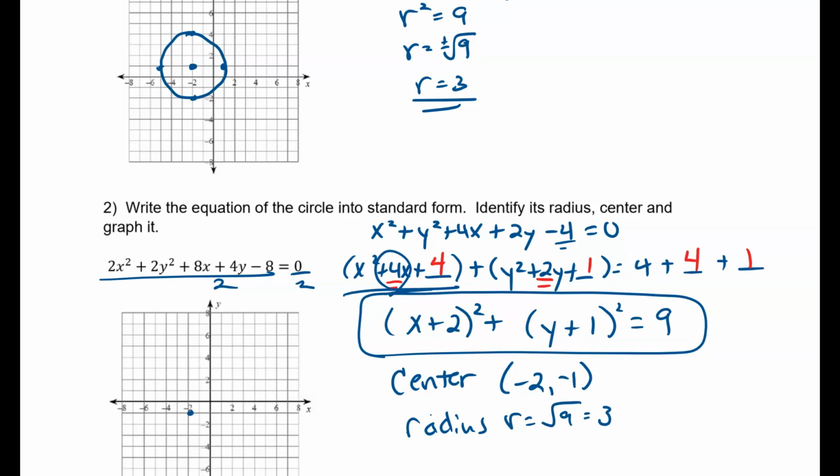Okay. So then we have to graph it. So we go over to -2, -1 for the center, and then we do our radius, and we got to go to the right 3, to the left 3, up 3, down 3. My last one does not want to get to where it belongs. And that would be your circle.